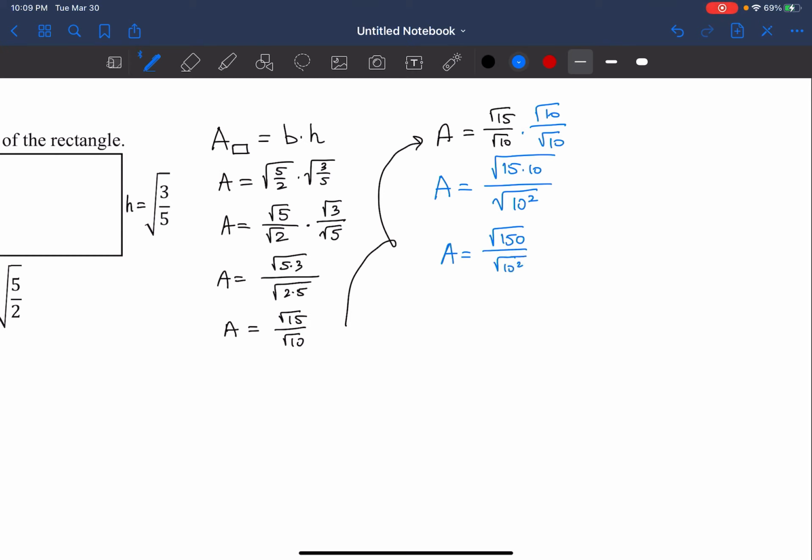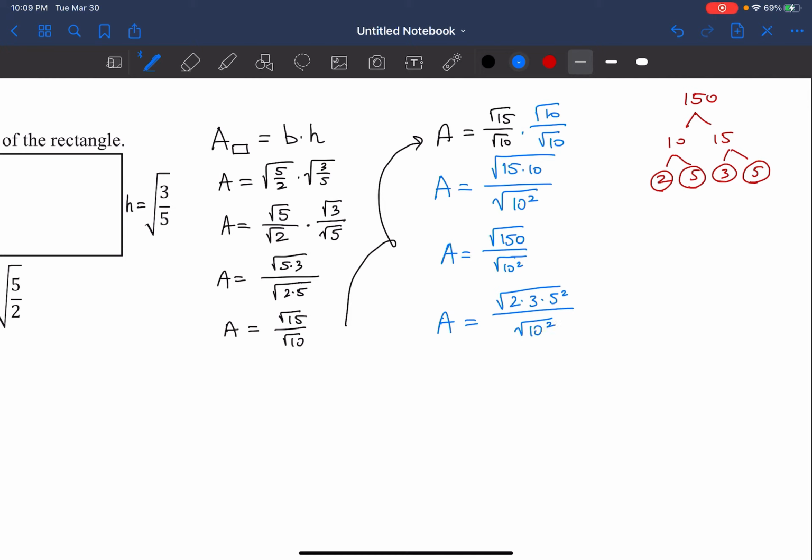All right, so now I need to break down 150. Well, I know I used 10 and 15. To get to 10, it's 5 and 2. 2 and 5 are already prime numbers. To get 15 is 3 times 5. All right, so this is how I'm going to break down the square root of 150. Area equals the square root of 2 times 3 times 5 squared over the square root of 10 squared.